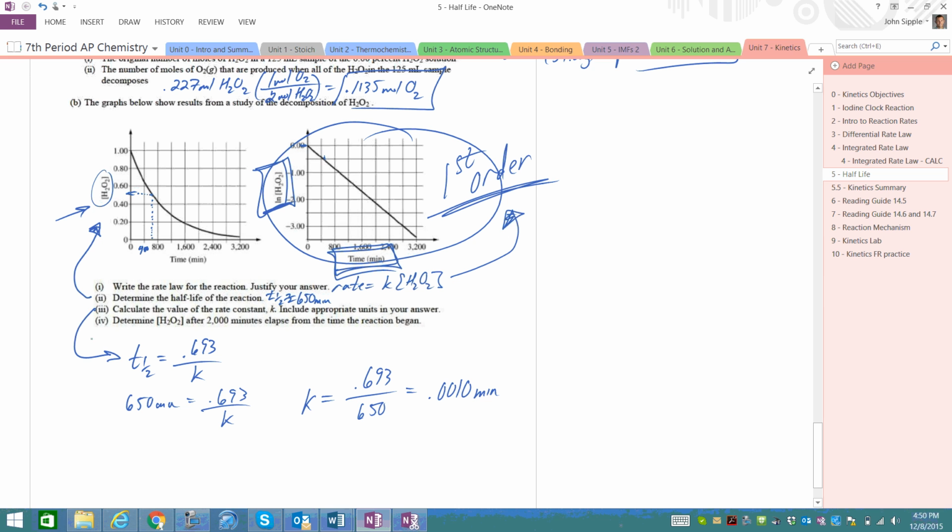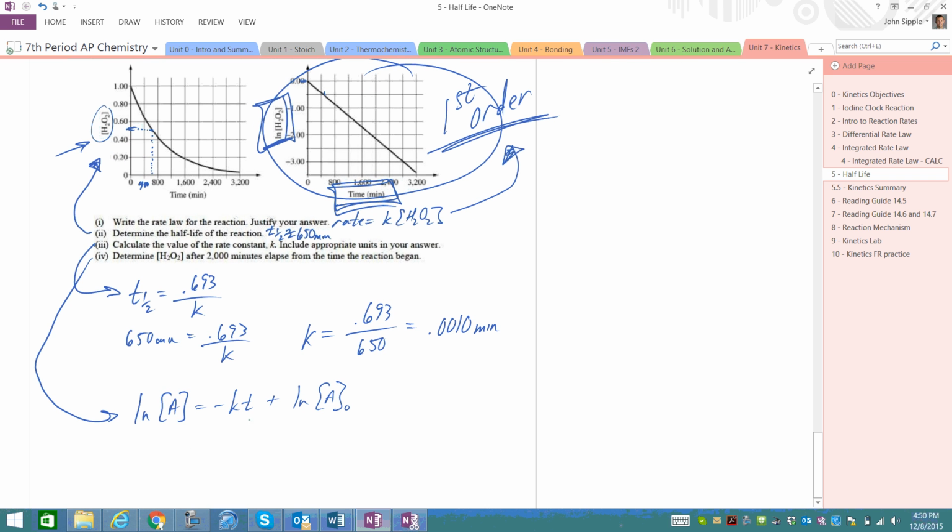For the last part here, you're going to use the natural log of the concentration of A is equal to minus kt plus the natural log of the concentration at time 0. We just plug in 2,000 minutes. You can estimate from the graph, like here's 2000, so maybe it's like 0.15 or a little bit above that. But they're going to want to see you calculate it and use this equation, and you know it's first order from the other graph.